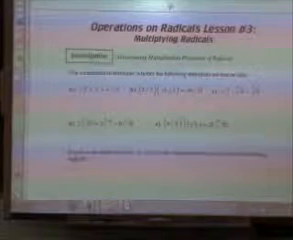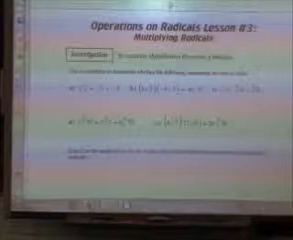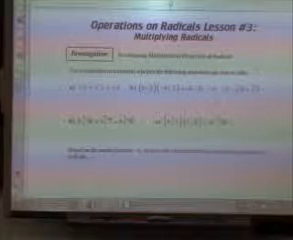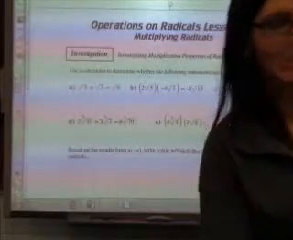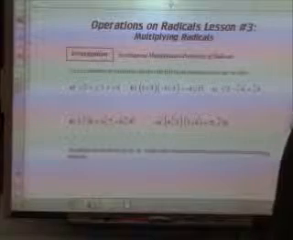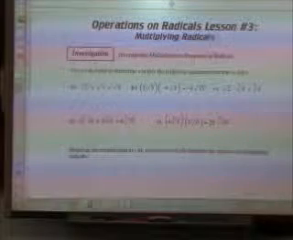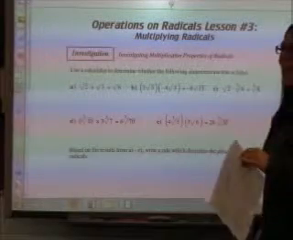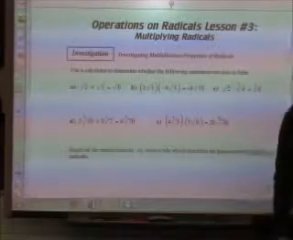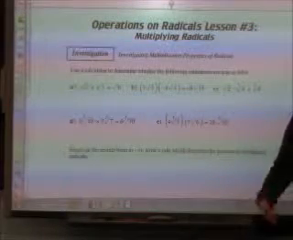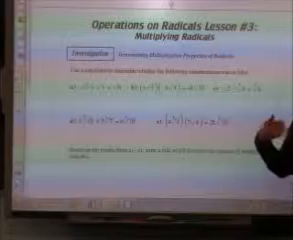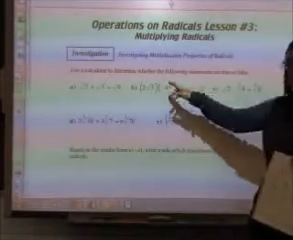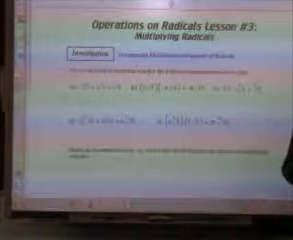Lesson 3 is on multiplying radicals, which is actually easier than adding and subtracting radicals. I think of radicals a lot like fractions. With fractions, you can't add them unless you have a common denominator. With radicals, you can't add them unless you have a like radicand. What's underneath the radical symbol has to be the same in order for you to add them.